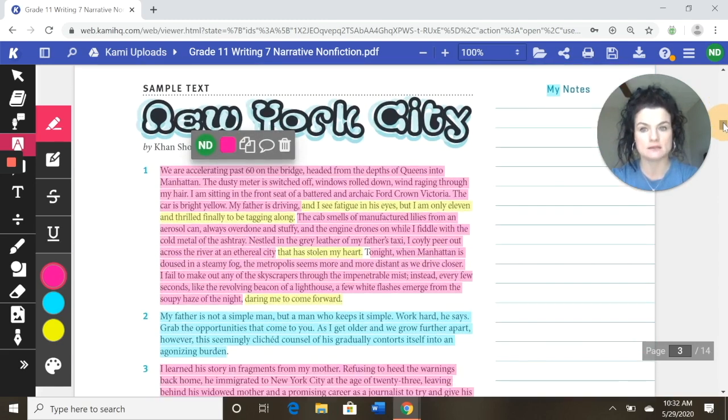Before we begin reading any story or any type of writing, we're always thinking about several things. We're thinking about what is the lens of the narrator. So what is their age? What is their personal background? What does the narrator tell us in his story?